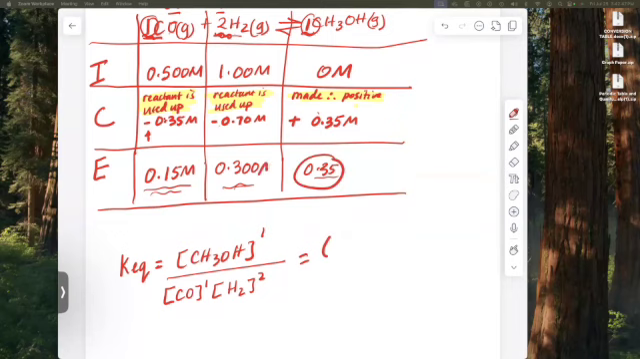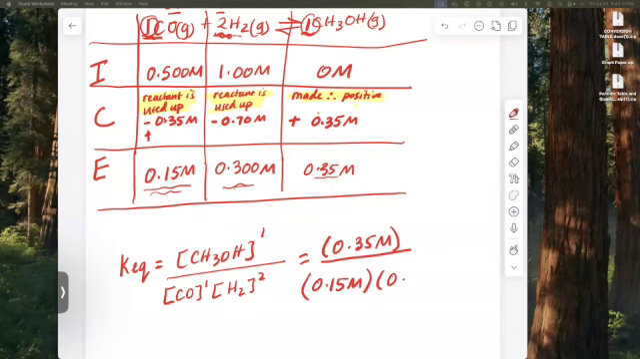I didn't put the units consistently here. Oh my goodness, this is what fatigue does to me. I'm a little bit more careless. So I have this M here, this M here. So I have 0.35 molar, right? Divided by this number here, which is going to be what? 0.15 molar. And then here I have 0.300 molar, but I have to square this number. So go ahead and plug this in.